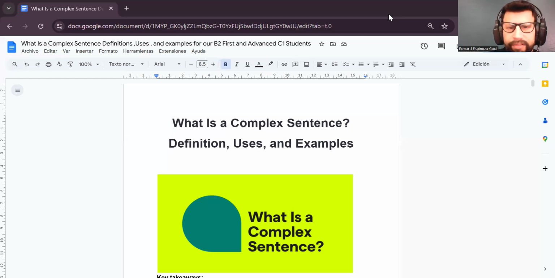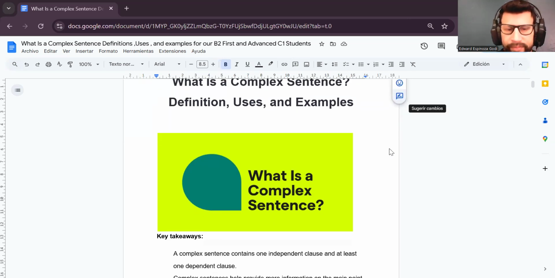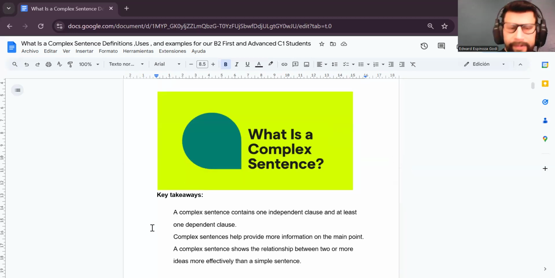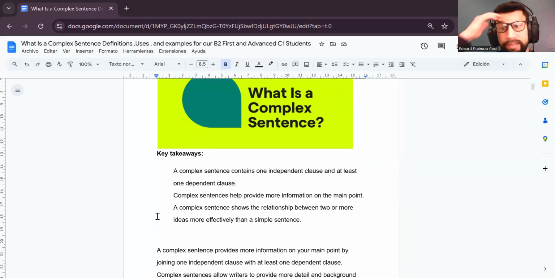My dear students, as you can see, today we are going to tackle the first of three videos on what is a complex sentence. We're going to take a look at the definition, the uses of them, and we're also going to take a look at some examples. So, first things first, what is a complex sentence? Here are some key takeaways.